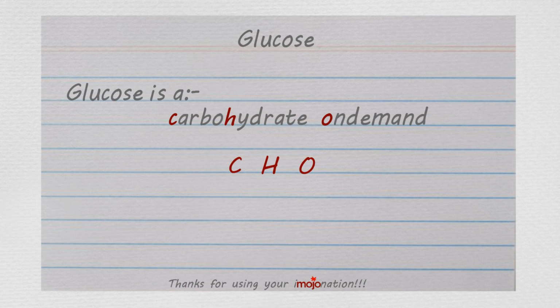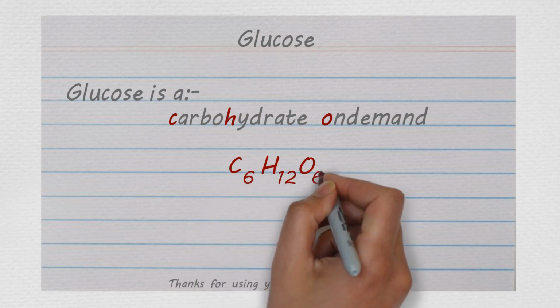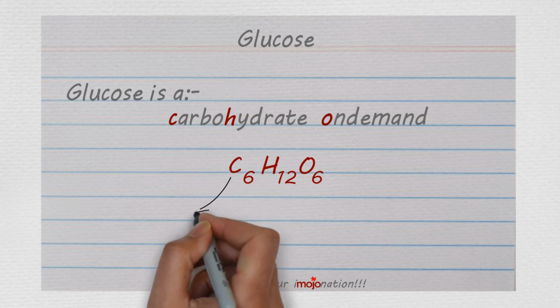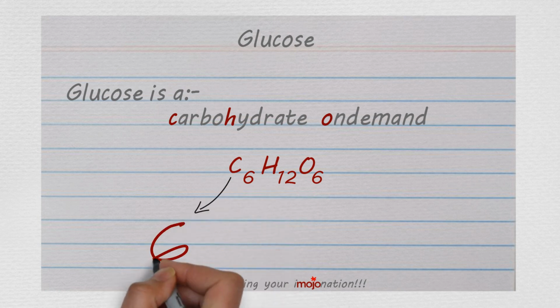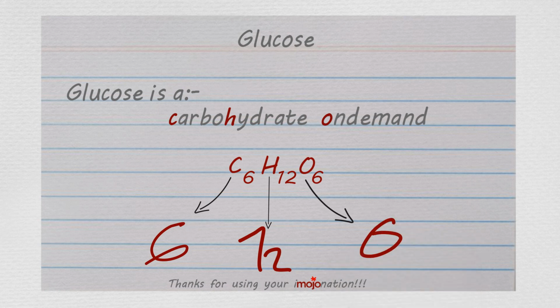But what about the number parts? Glucose is C6, H12, O6. Well, watch this. You can write a C like this. It's a 6. And look at this H. It's made up of a 1 and a 2, or 12. Okay, it isn't a capital H, but that's easy to change in your head. And finally, if you're in a rush, it's easy to write an O like this, which looks like a 6. So there you have it. C6, H12, O6. Glucose. Carbohydrate on demand.